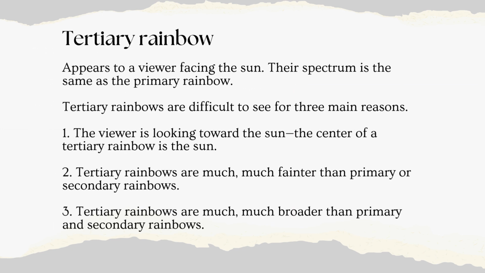Tertiary rainbow. Appears to a viewer facing the sun. Their spectrum is the same as the primary rainbow. Tertiary rainbows are difficult to see for three main reasons. First, the viewer is looking toward the sun. The center of a tertiary rainbow is the sun. Second, tertiary rainbows are much fainter than primary or secondary rainbows. Finally, tertiary rainbows are much broader than primary and secondary rainbows.